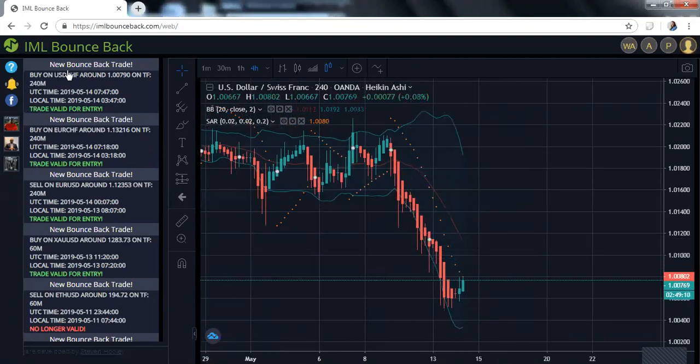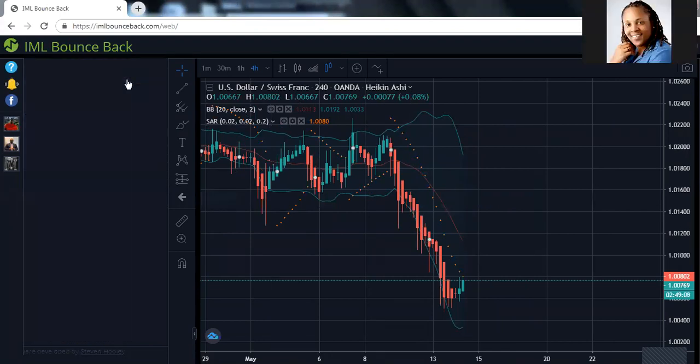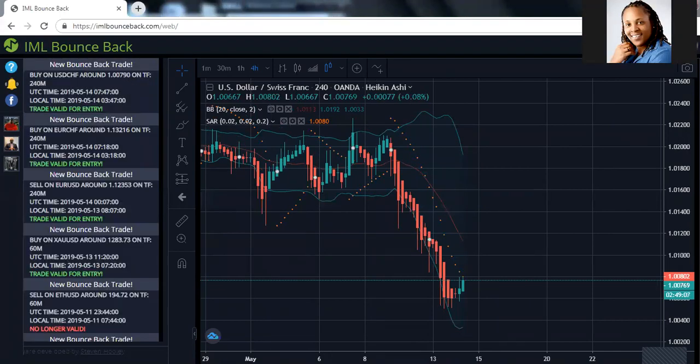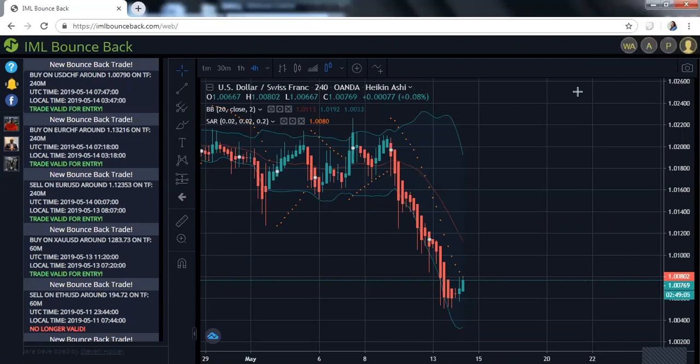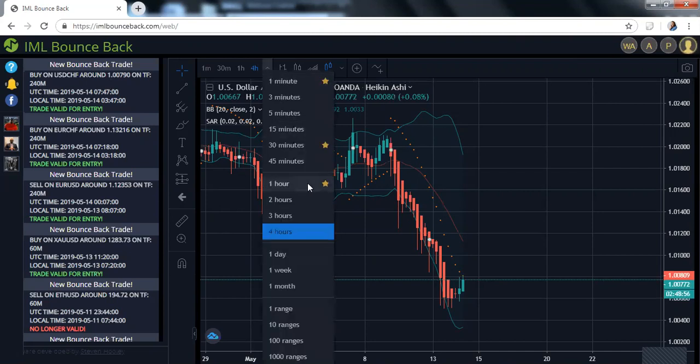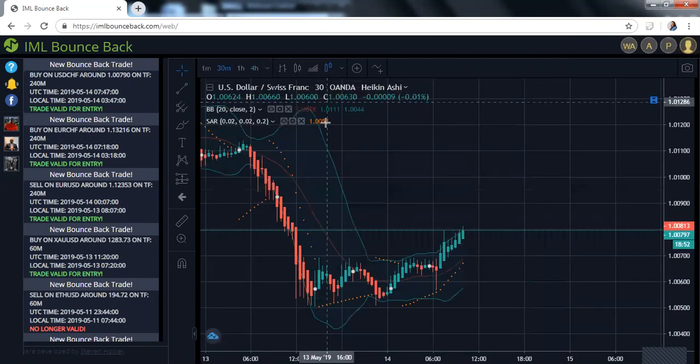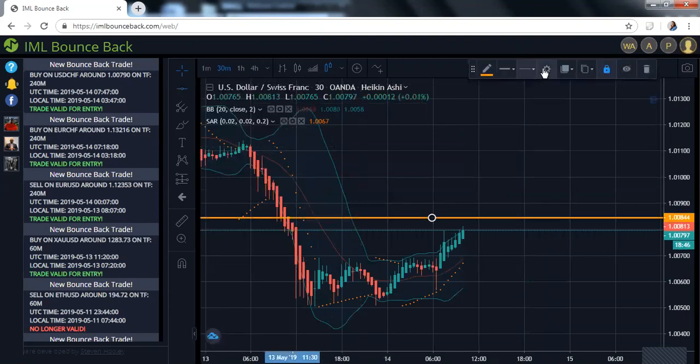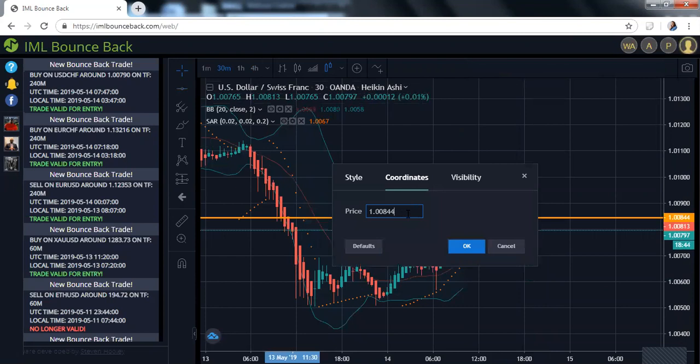So USD CHF called a buy, right? USD CHF called a buy around 1.00790 on the 4-hour time frame. So dropping down two time frames, we're going to drop down to the 30-minute time frame, and we're going to see where this buy, where it is they want us to get into the market.